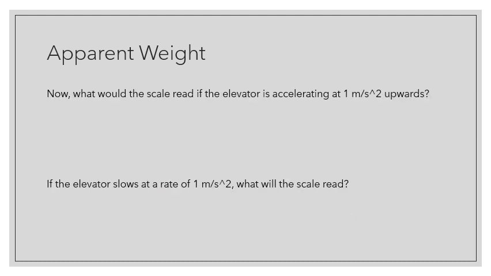So now, what will the scale read if the elevator is accelerating at 1 meter per second squared upwards? Let's make up our positive reference frame. We know that F net is equal to ma, and that F net is also equal to Fn plus Fg. So F net is equal to 50 times 1, so that's equal to 50 newtons.